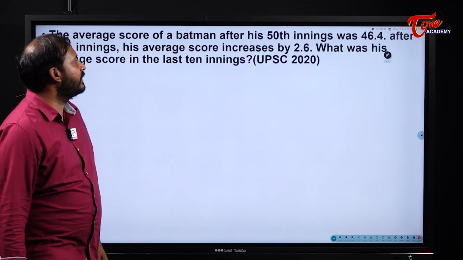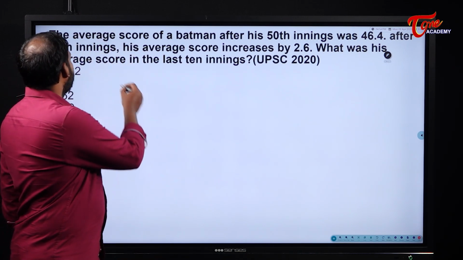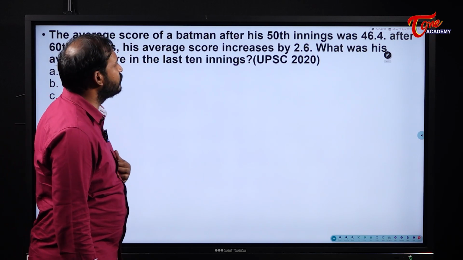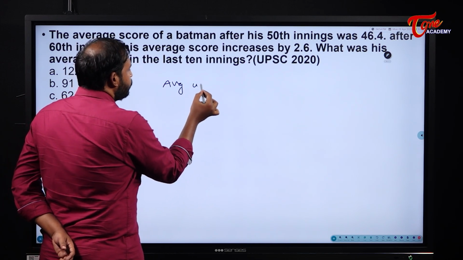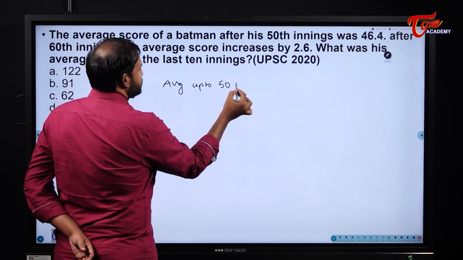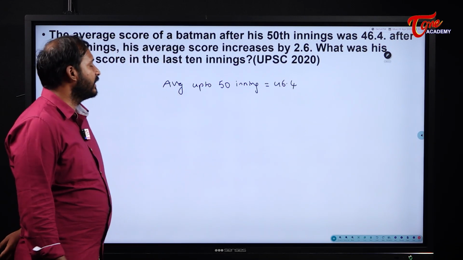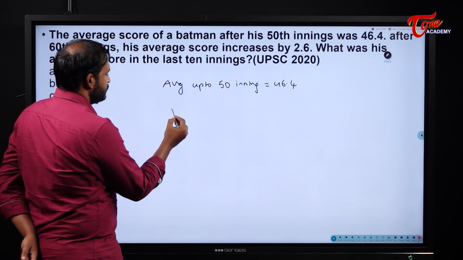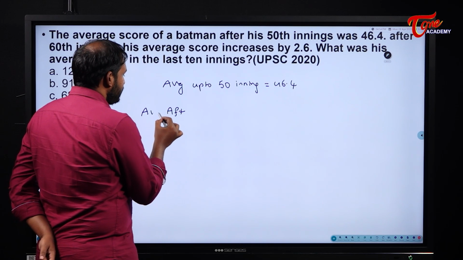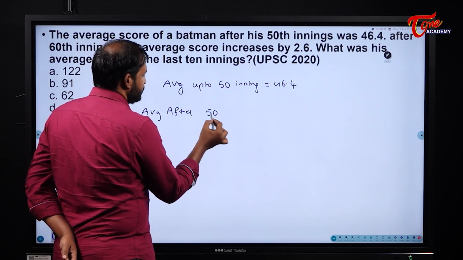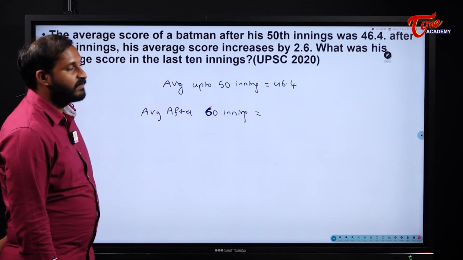Next one. The average score of a batsman after his 50th innings was 46.4. After 60 innings, his average score increases by 2.6. Okay, average up to 50 innings, what is the average they gave us here? 46.4. After 60 innings, his average score increases by 2.6.